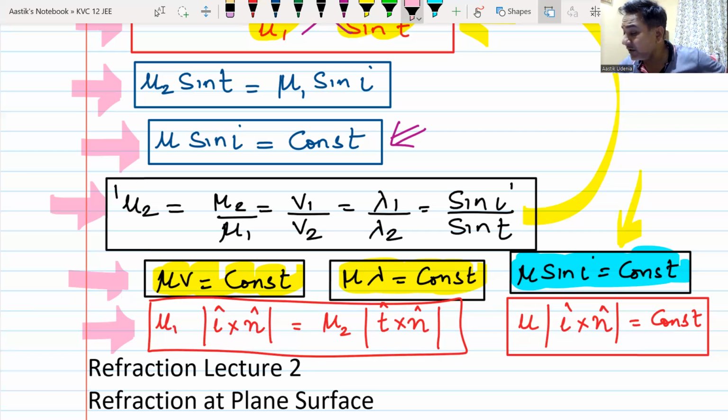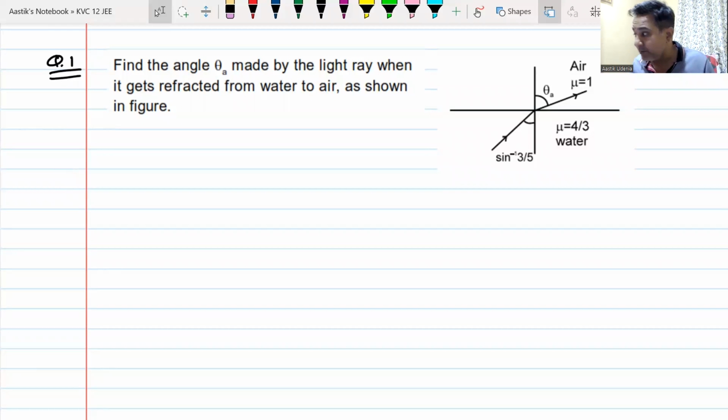Let us concentrate not on the power cut, but on the problems that we have at hand. We are dealing with refraction and Snell's law. This, I think, is a problem from your module. Find the angle theta A. Do you see this theta A? This is the angle made by the light ray when it gets refracted from water to air, as shown in the figure. Let us first do one or two problems based on Snell's law. Then I will give you some important notes as well, and then we can move ahead with the topic of discussion in today's class.